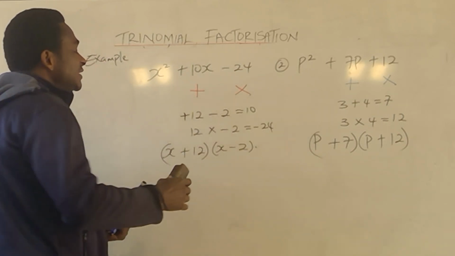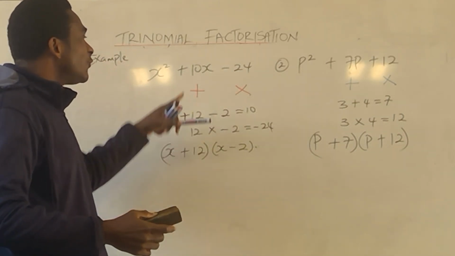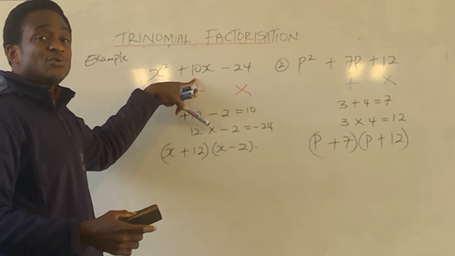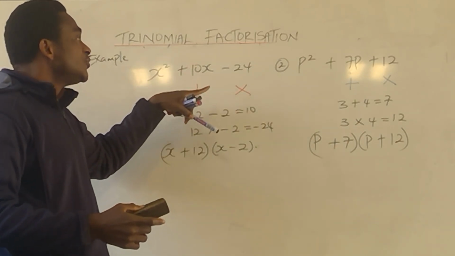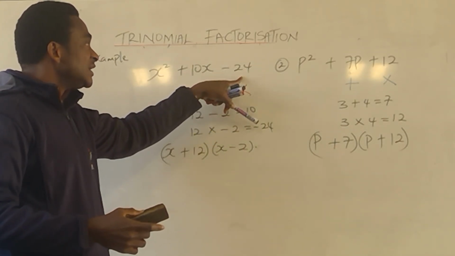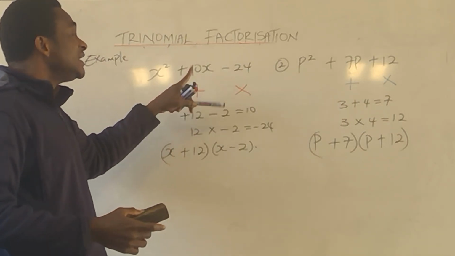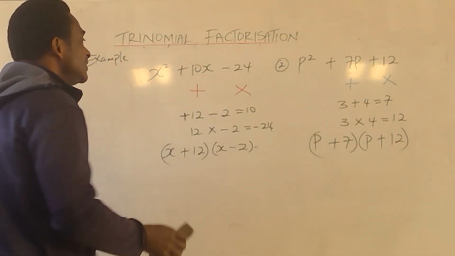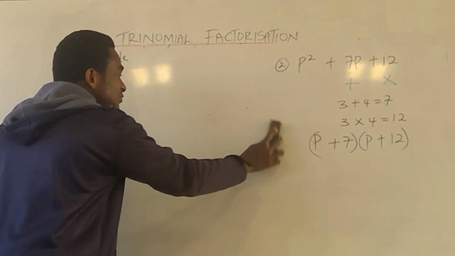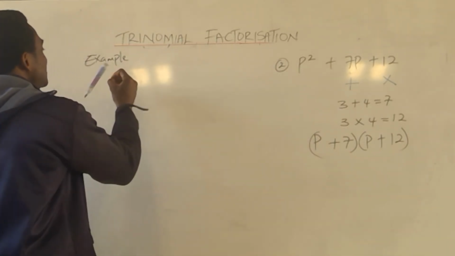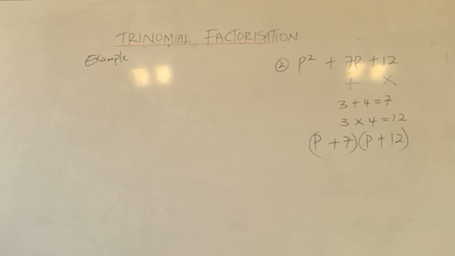So this is how we factorize. Remember the rule? 2 numbers, and when you multiply them, it gives you the last one. When you add them, it gives you the middle one, including the sign. Including the sign, so you have to just be very careful. Let's take the last example for this video.